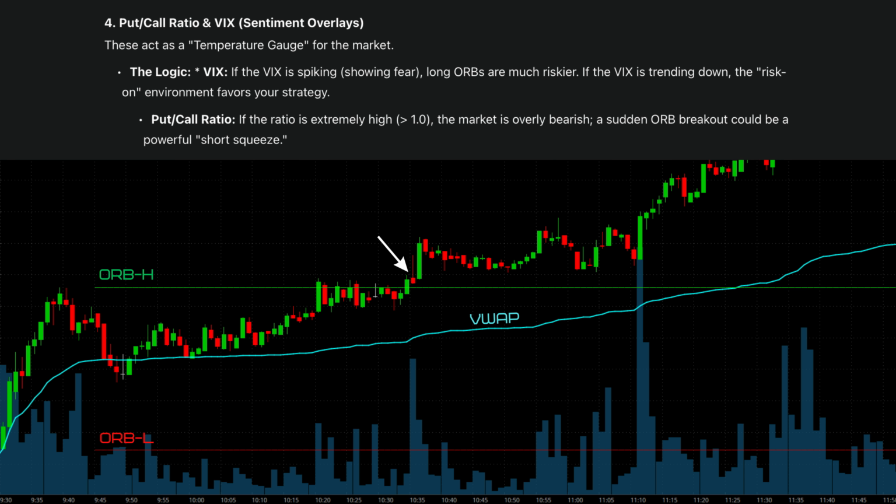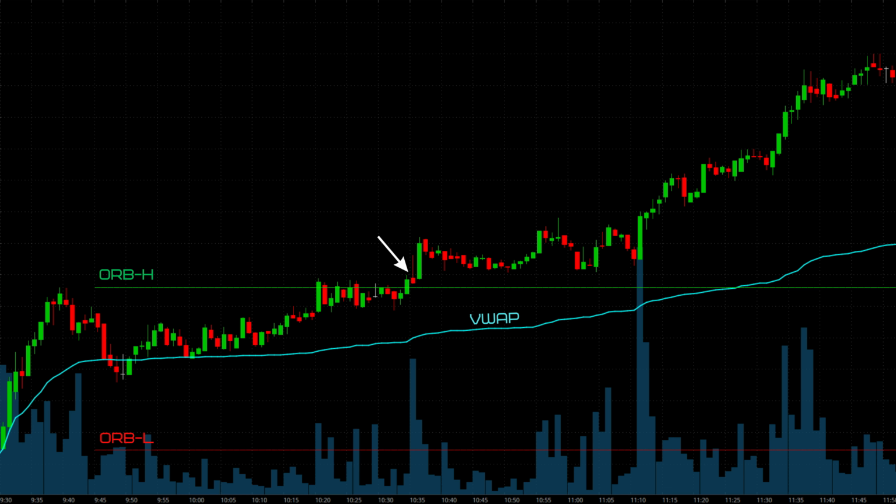4. Put/call ratio and VIX, sentiment overlays. These act as a temperature gauge for the market. The logic, VIX: if the VIX is spiking, showing fear, long ORBs are much riskier. If the VIX is trending down, the risk-on environment favors your strategy. Put/call ratio: if the ratio is extremely high, greater than 1.0, the market is overly bearish. A sudden ORB breakout could be a powerful short squeeze.